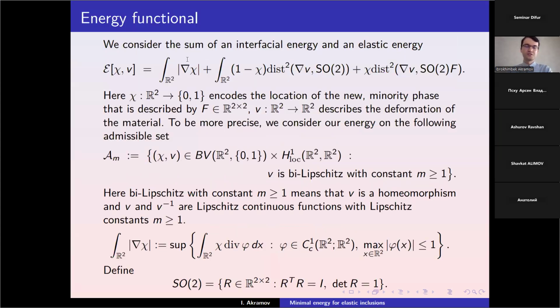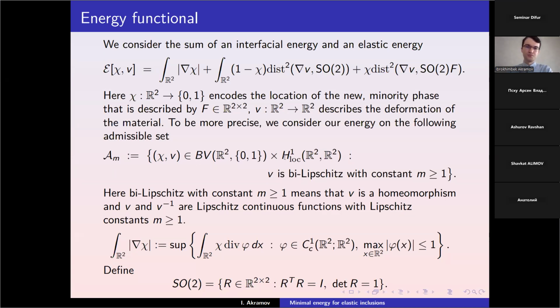Here we consider the sum of the interfacial and the elastic energy. The first integral is the interfacial energy, whereas the second integral is the elastic energy. Here chi encodes the location of the minority phase, described by F and V. To be more precise, we consider our integral on the following admissible set, which we denote with A_M, and this is (chi, V).